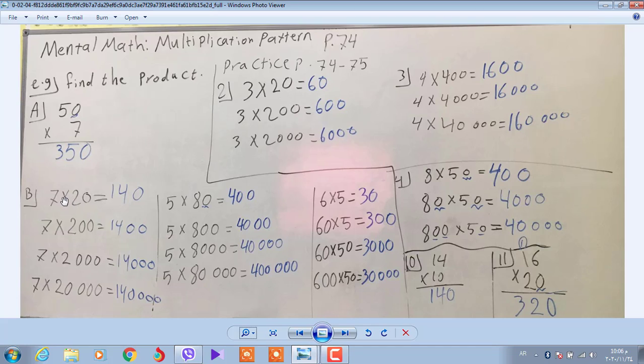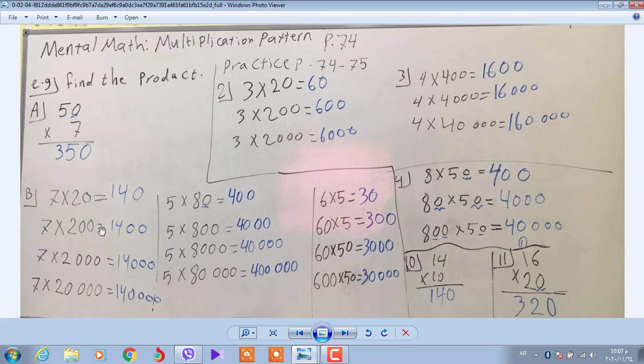Okay. And in example B we have 7 multiplied by 20. If you look, we have 2 times 7 equals 14. Because you have 0 in the multiplication, you write down 0 in the answer also. Because you have one 0, we write down one 0 in the answer. And 7 times 200 equal to what? 7 times 2 equals 14.